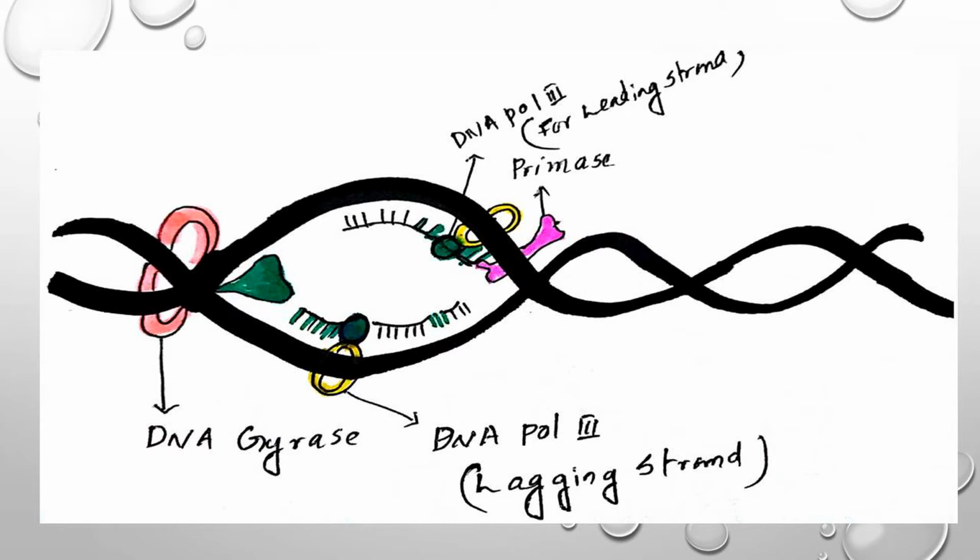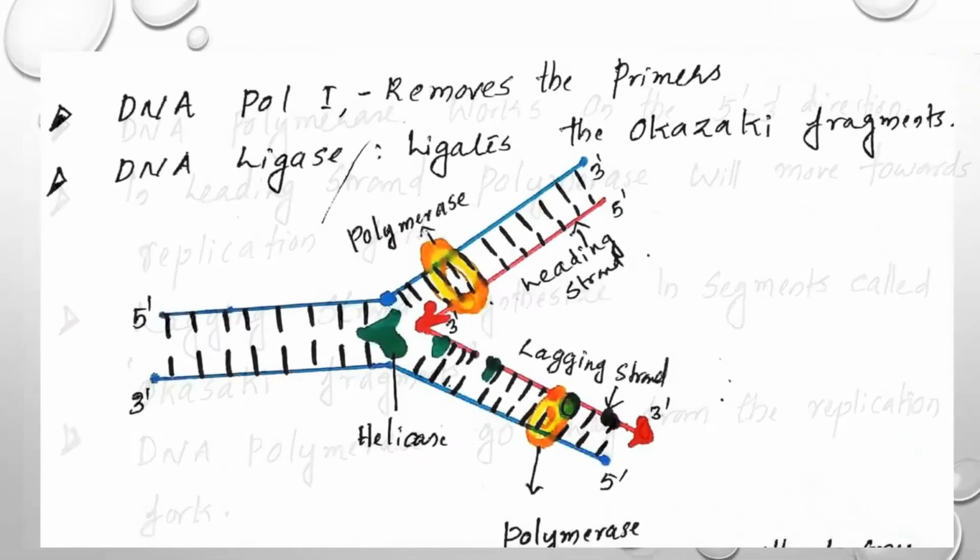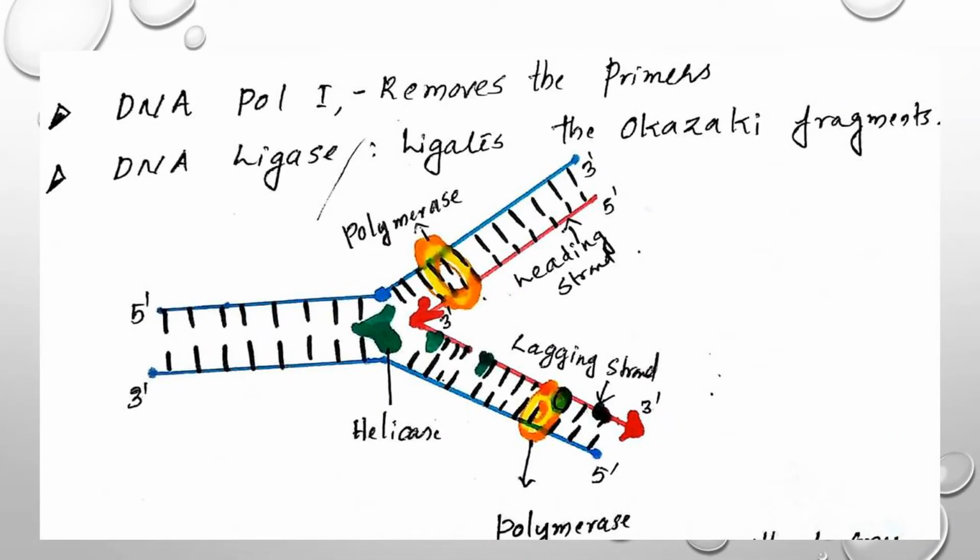In the leading strand, polymerase will move towards the replication fork, but in the lagging strand, polymerase will go away from the replication fork. Then what does polymerase 1 do? It removes these primers, and DNA ligase ligates the Okazaki fragments. You can see that DNA ligase ligates the Okazaki fragments.